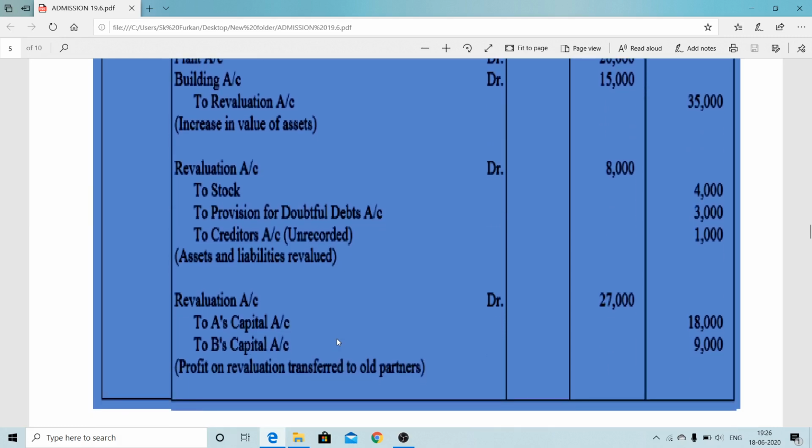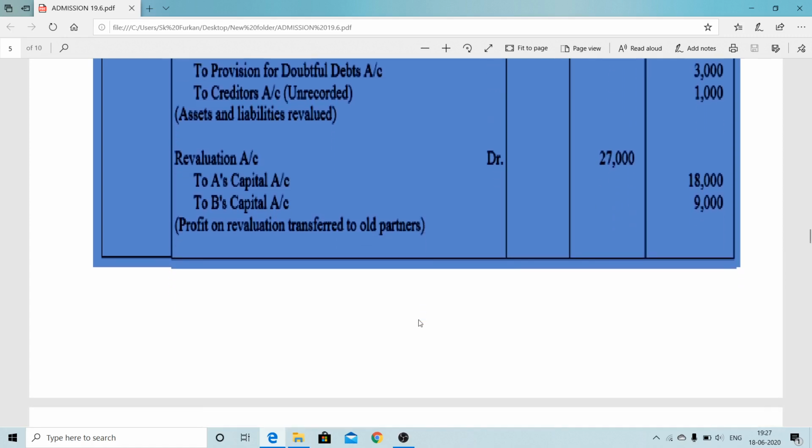Now after that, if you compare here, revaluation account debit side is 8,000, credit side is 35,000. So 35 minus 8, 27,000 more on the credit side means profit arises. So revaluation account debit to old partners' capital. If profit or loss arises at the time of admission, that should go to the old partners only. So we transfer it here to A's capital and B's capital under the new ratio.